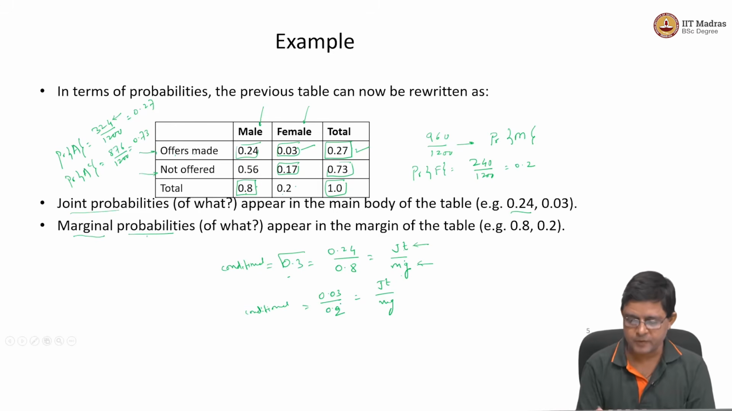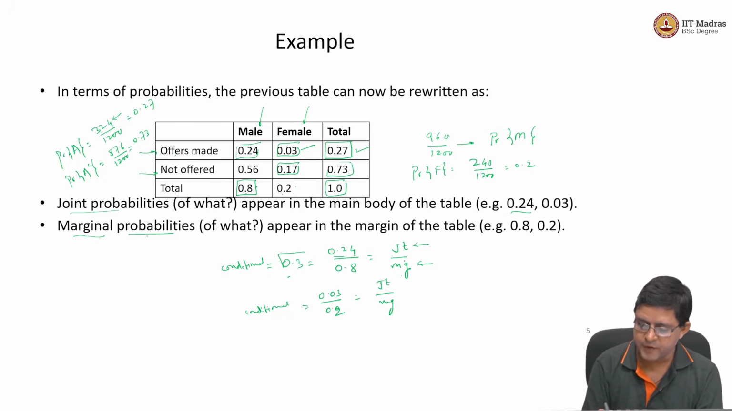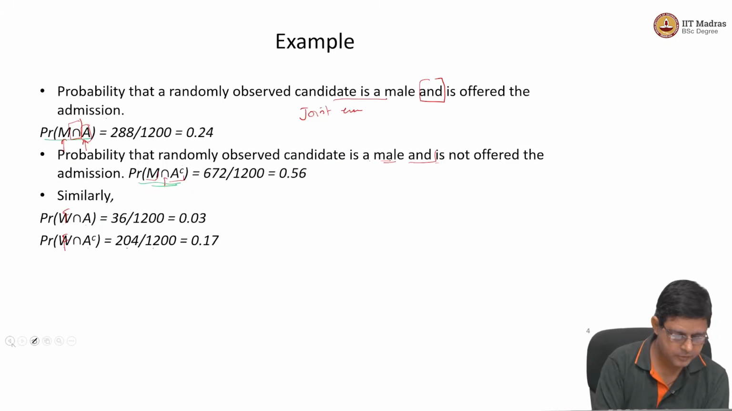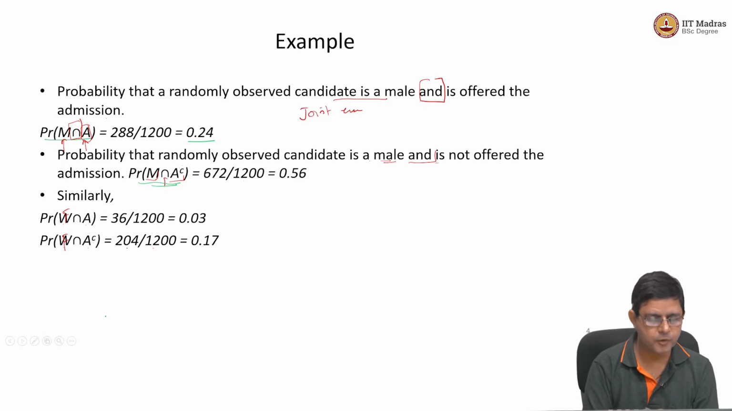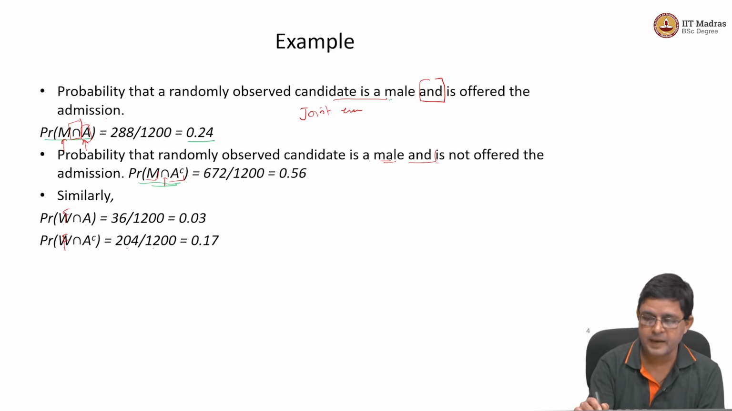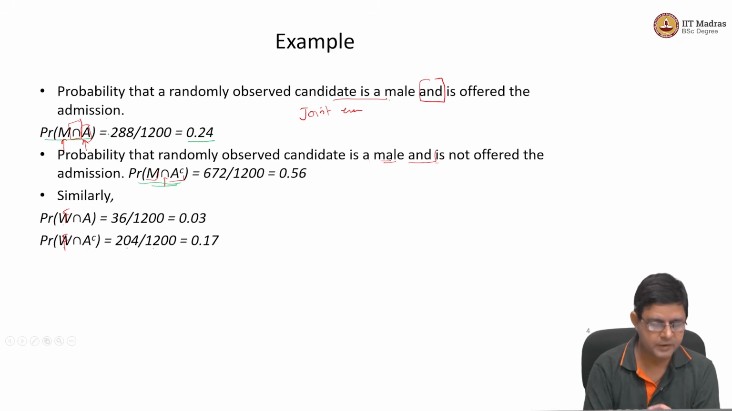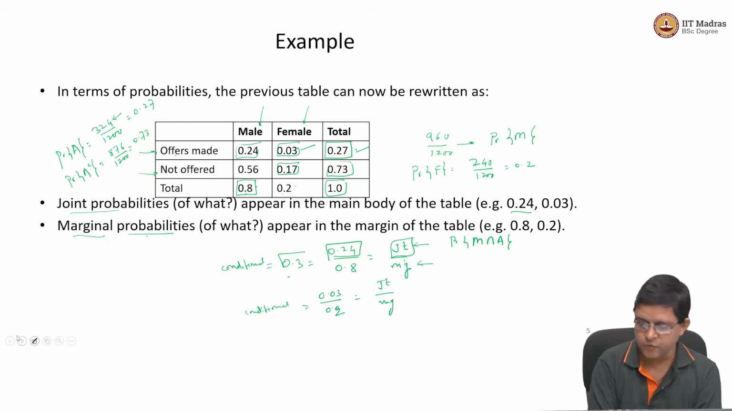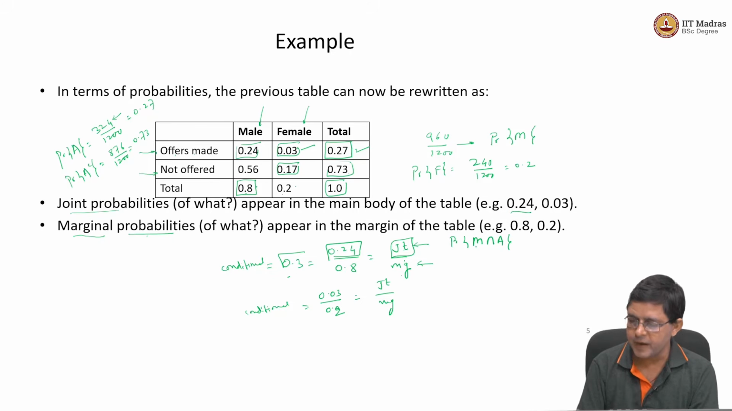Let us go one step further. This 0.24 comes from what joint probability? It is the joint probability of the candidate being male and admissions being offered. Remember, this was the notation that we used, right? Two events happening together, the candidate being male and the offer of admission being made. So this is the joint probability of M and A.